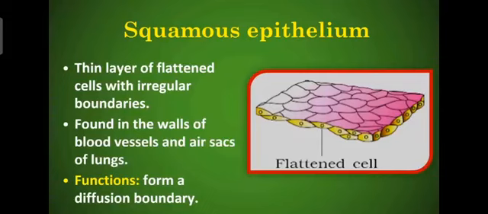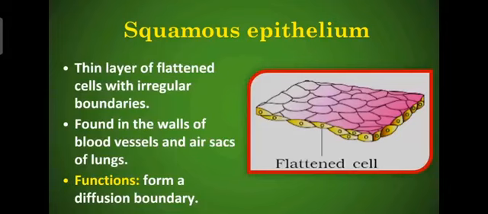Squamous epithelium is a thin layer of flattened cells. If you see in the diagrams, the cells are flattened with irregular boundaries. If you see the boundary, those are not equal. It is not regular, irregular. And where are these found? Found in the walls of blood vessels and air sacs of lungs. So there you will find this simple squamous epithelium.